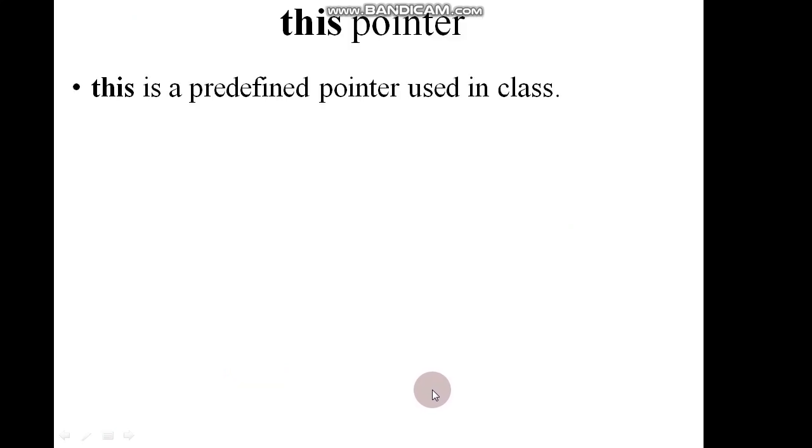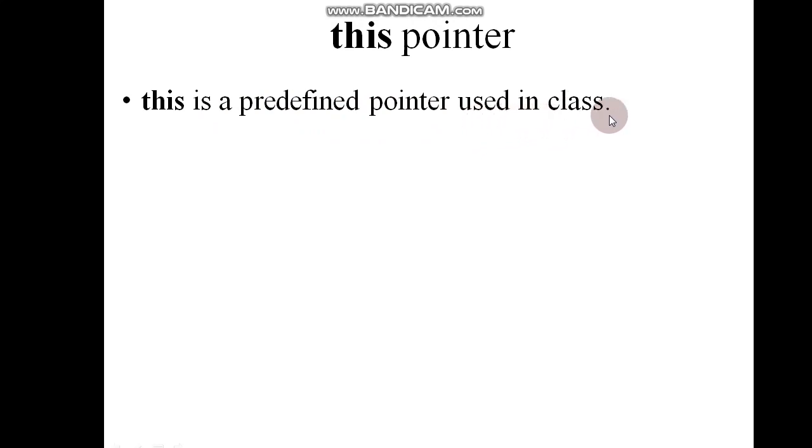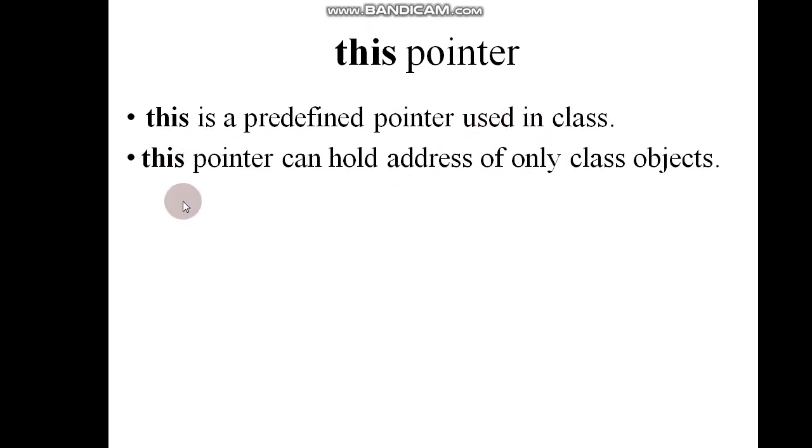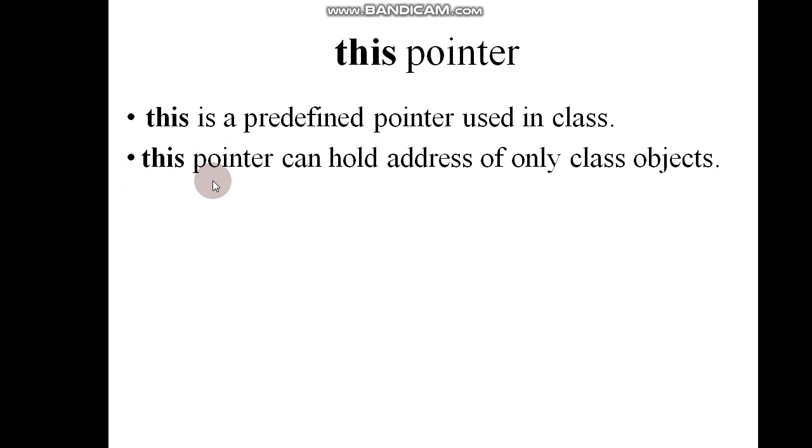The next topic is this pointer. This is a special pointer in C++. This is a predefined pointer used in a class. Now this pointer can hold address of only class objects. This pointer cannot contain address of other variables like int or float. It can hold address of only class objects.